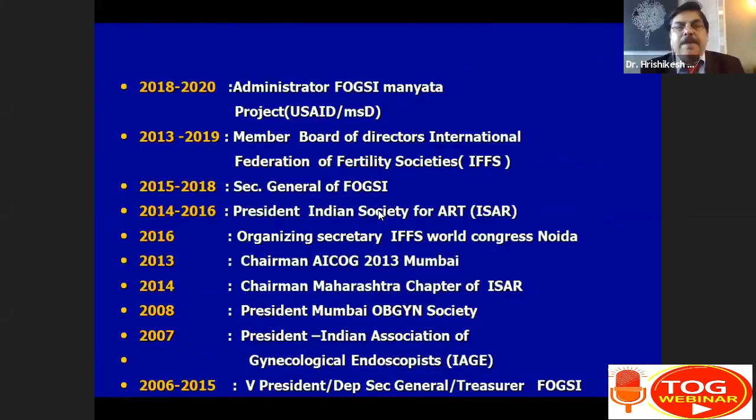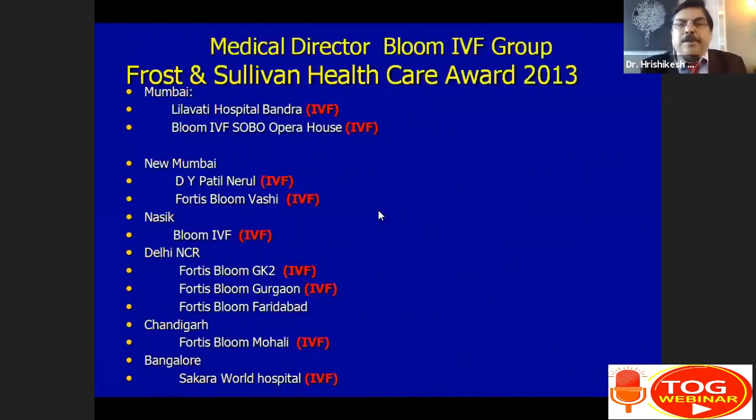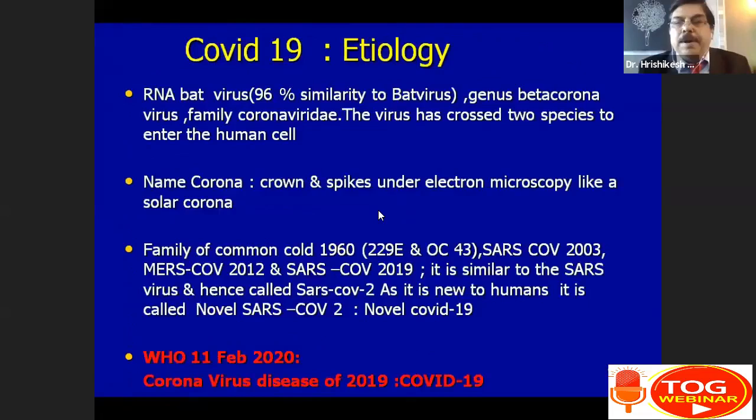I would like to go straight to the etiology of the COVID. It is basically a bat virus, and it has got 96% similarity to the bat virus, and its genus is beta coronavirus, and family is Coronaviridae. This virus has crossed two species. It has jumped from the bat to another intermediate species, and then it has entered the human cell.